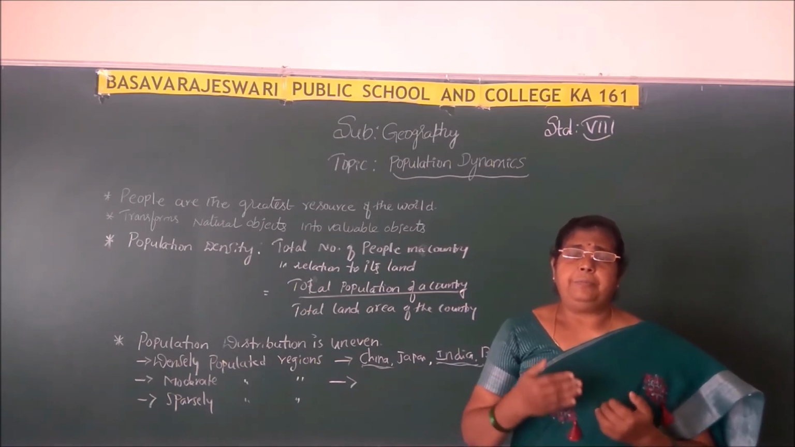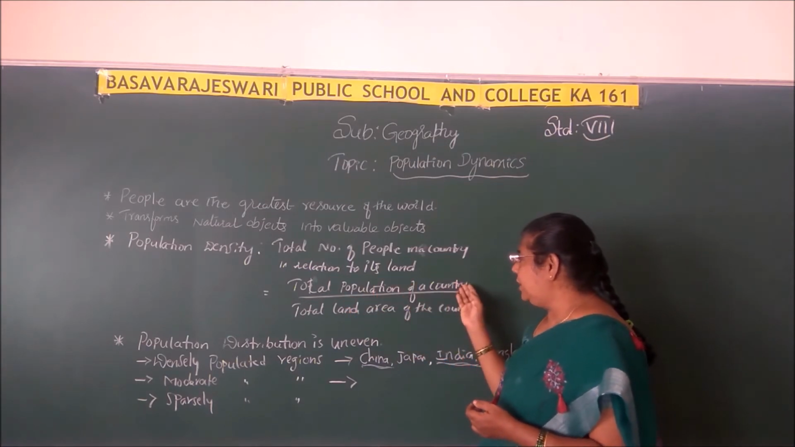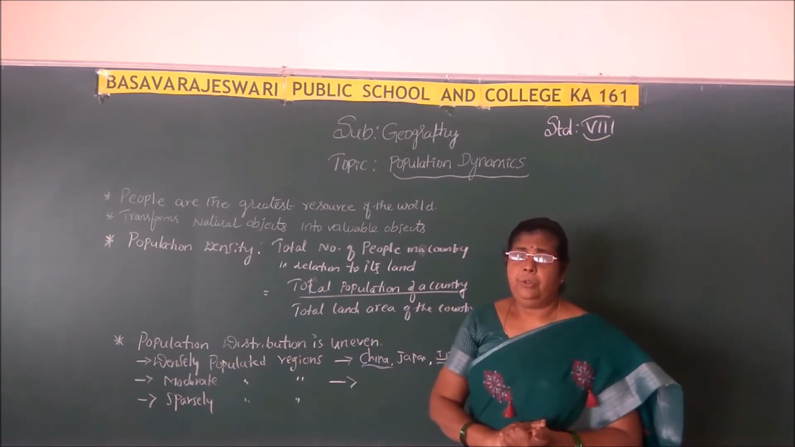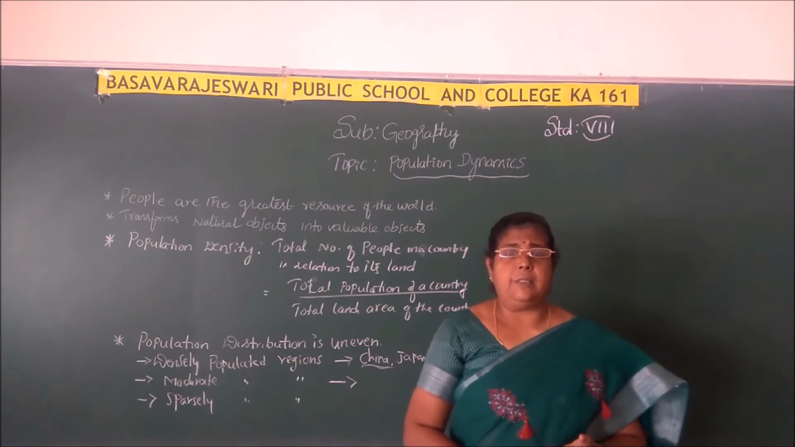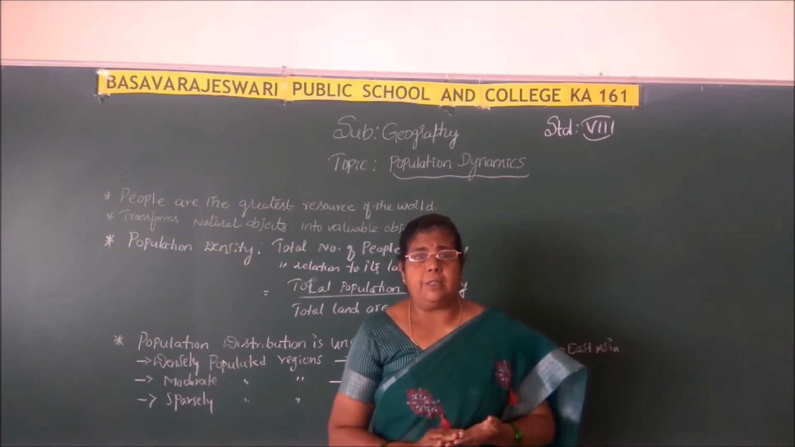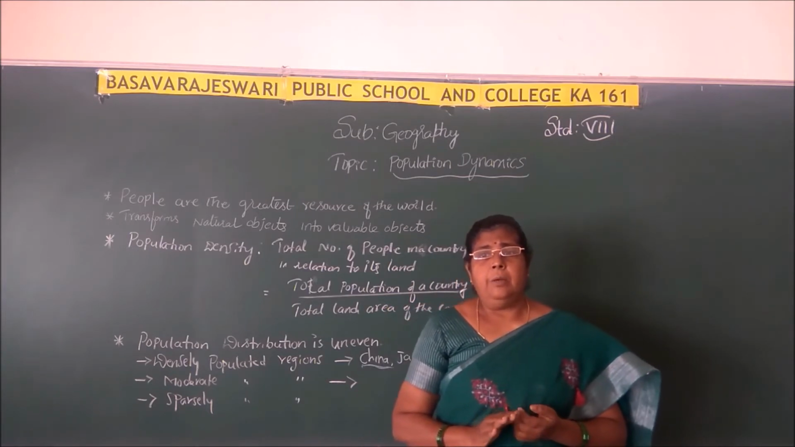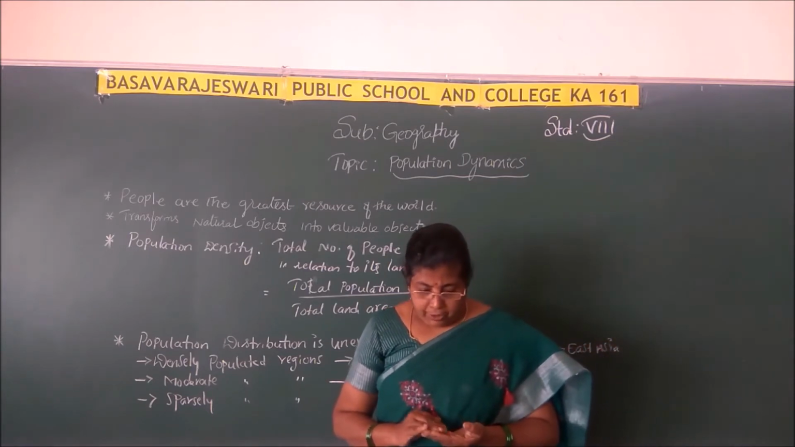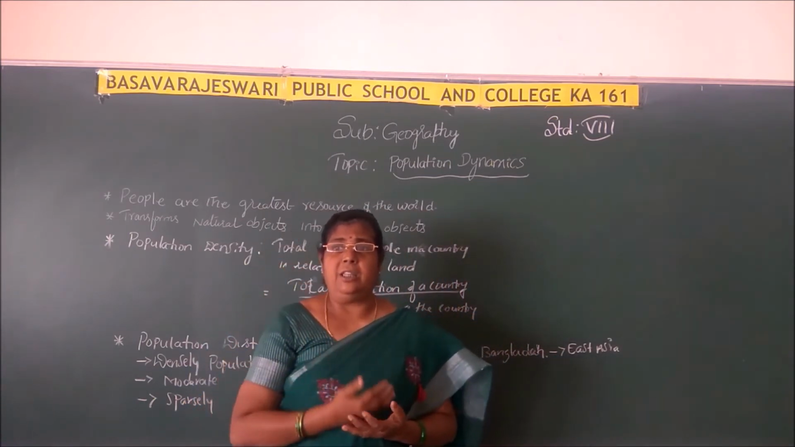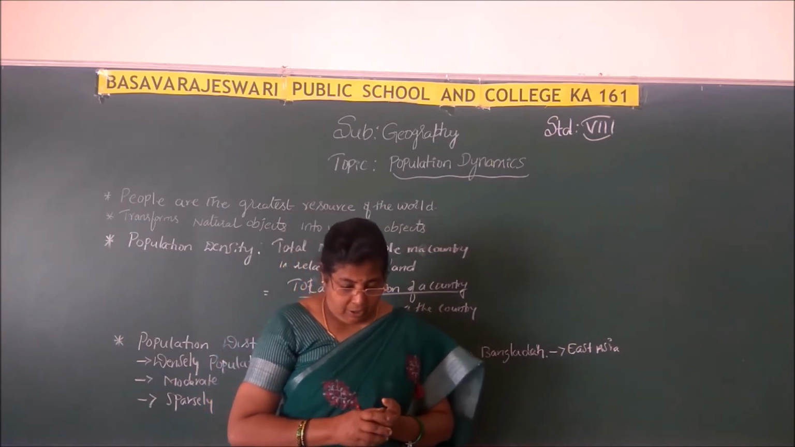So we can define population density as the total population of a country divided by the total land area of the country. According to the 2011 census, the population density in our country is 328 persons per square kilometer. At present the population is increasing more, because that census was taken 10 years back. By this time, it may have increased also.